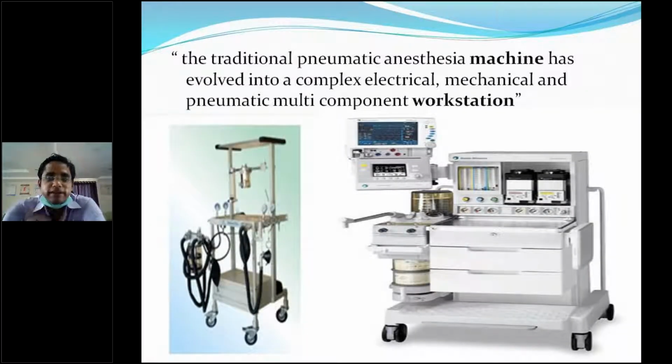So you can identify 2 images here. On the left side, you can see the traditional Boyle's apparatus, and on the right side, you can see the anesthesia workstation, right? This anesthesia workstation is a very complicated and complex machine which is used to deliver anesthesia nowadays.